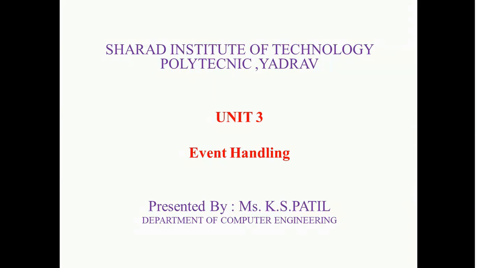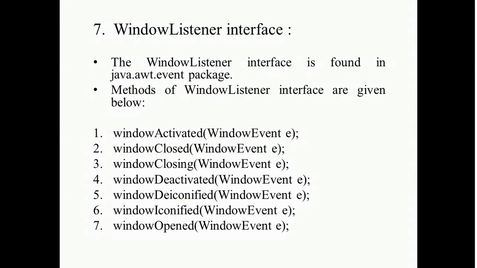Today we will see what the window listener interface is. This interface is found in the java.awt.event package. There are 7 methods of the window listener interface, and these methods are related to window activation and deactivation.